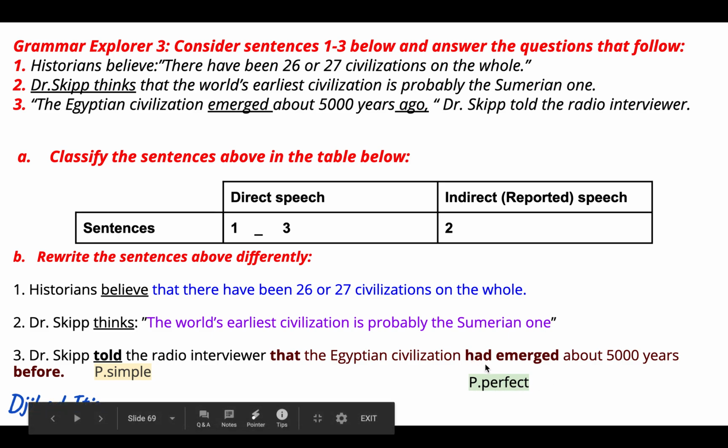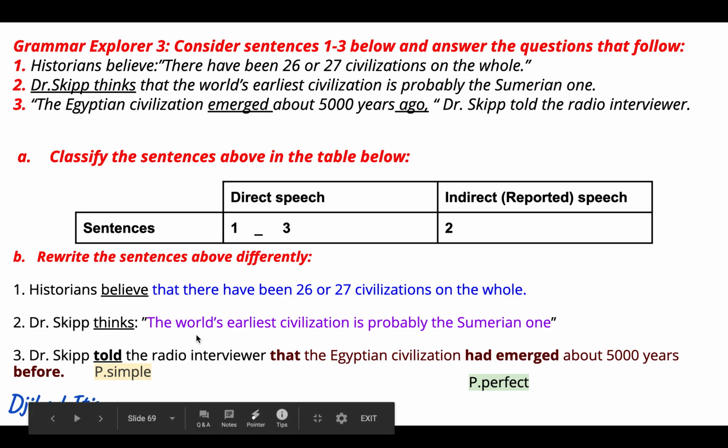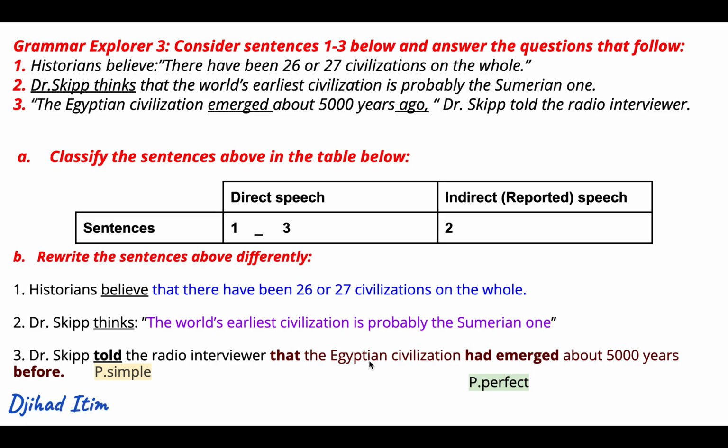Past perfect, had plus the past participle of the verb emerge. Because we have here the verb in the past simple tense, the verb here changes, of course. It doesn't stay emerged, but had emerged about 5,000 years before, and ago changed as well to before. Alright, so we say Dr. Skip told the radio interviewer that the Egyptian civilization had emerged about 5,000 years before.